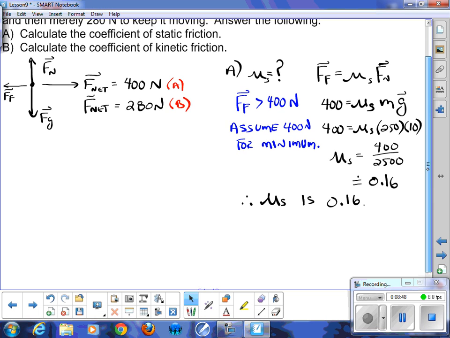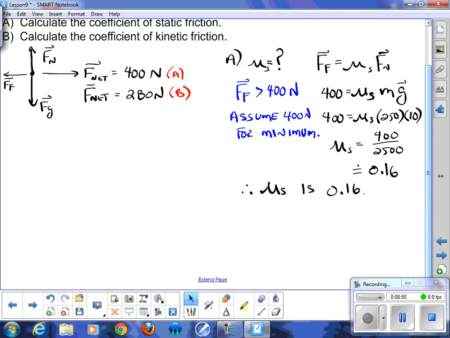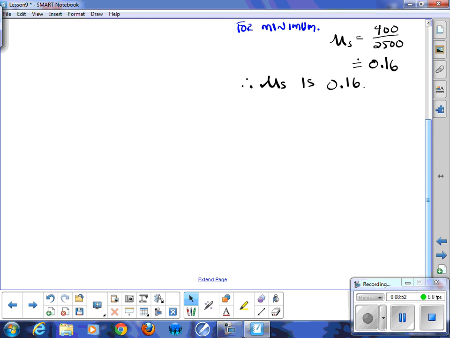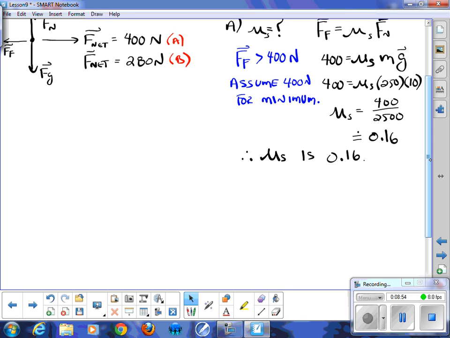Now we want to calculate kinetic friction. So it's the same idea with the kinetic friction. We're going to make an assumption here. So I'll do part B under here. We're looking for mu k. So what does that look like? Well, in order to keep this fridge going, we have to have an F net of 280. So our force due to friction, in this case, the forces will be balanced. So we can actually say 280 newtons. All right.